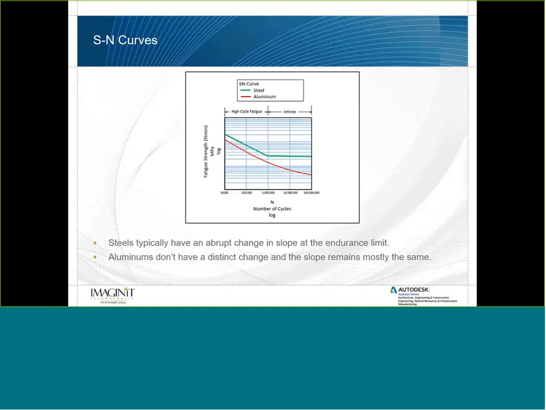Materials like aluminum, you won't see a flat section after that endurance limit. It sort of just starts to flatten out at a gradual rate. So you'll see this constant curve with an aluminum, whereas with a steel, you'll have this abrupt switch from the curve having a slope to it to being almost flat. So keep in mind, SN curves may be different for each material.